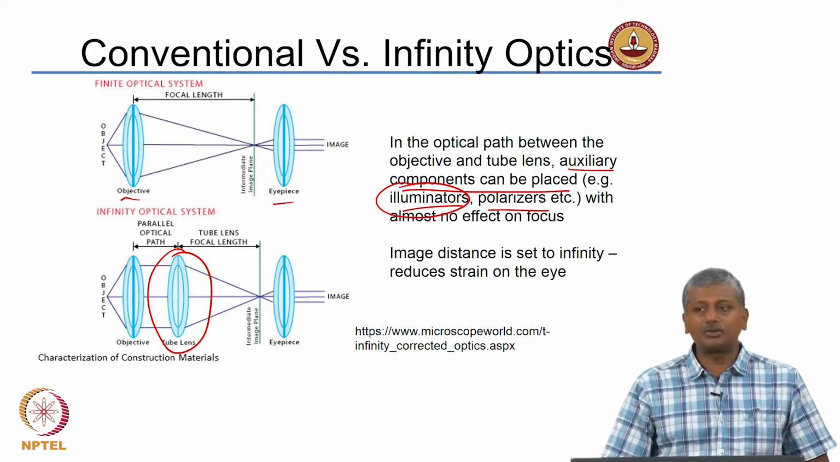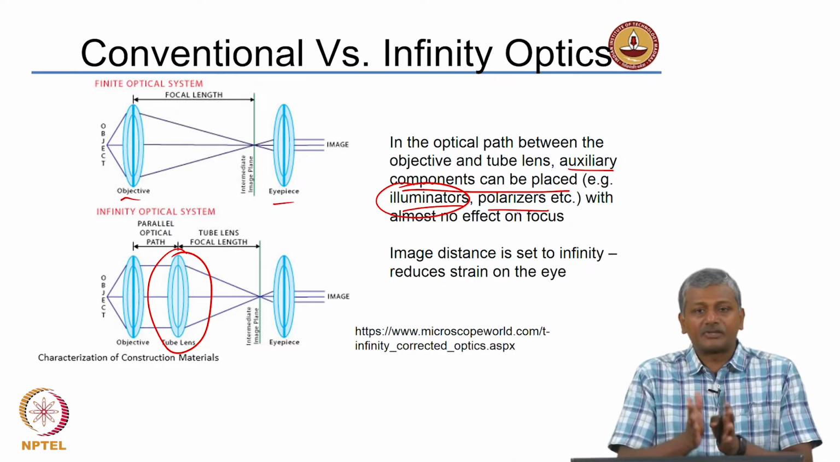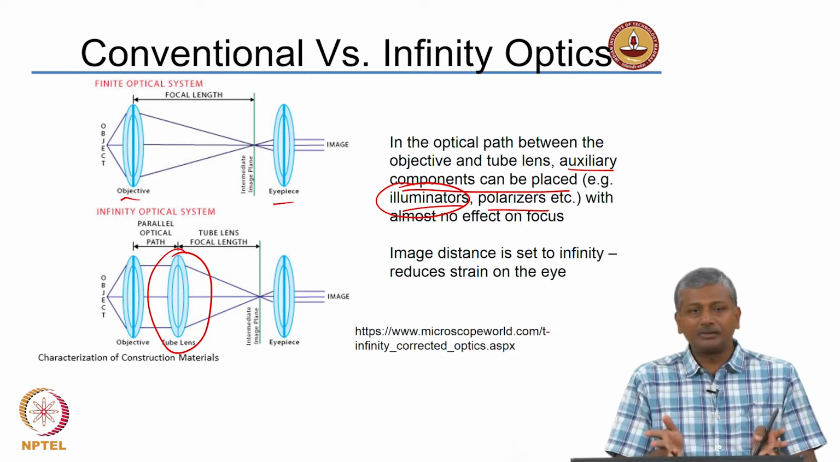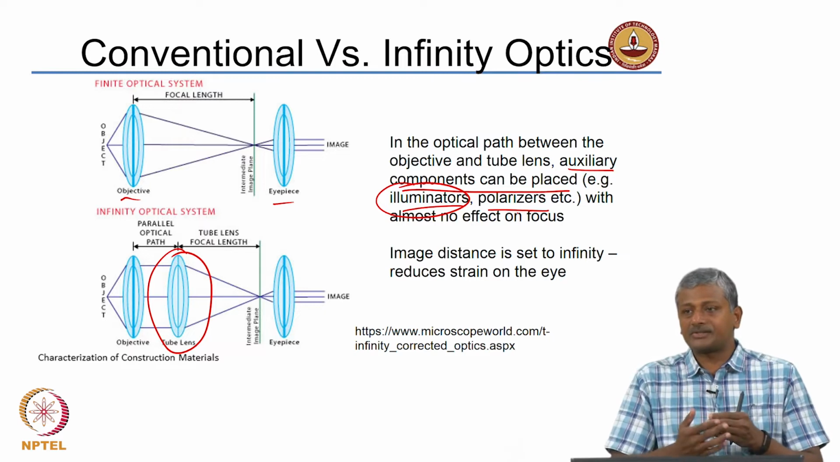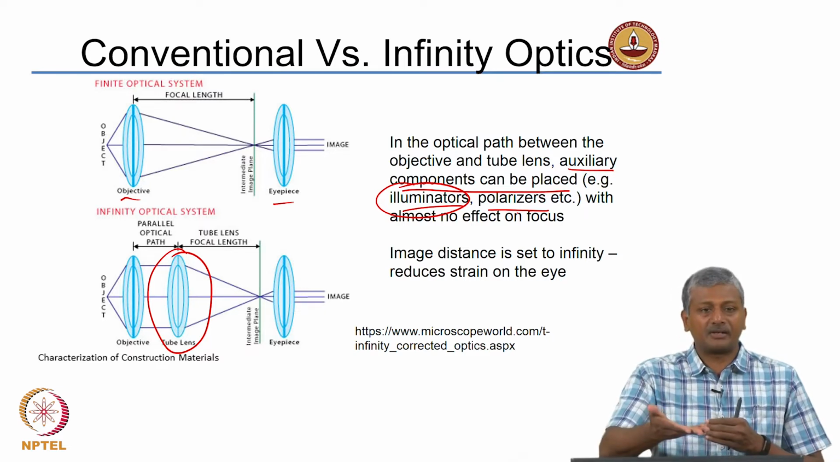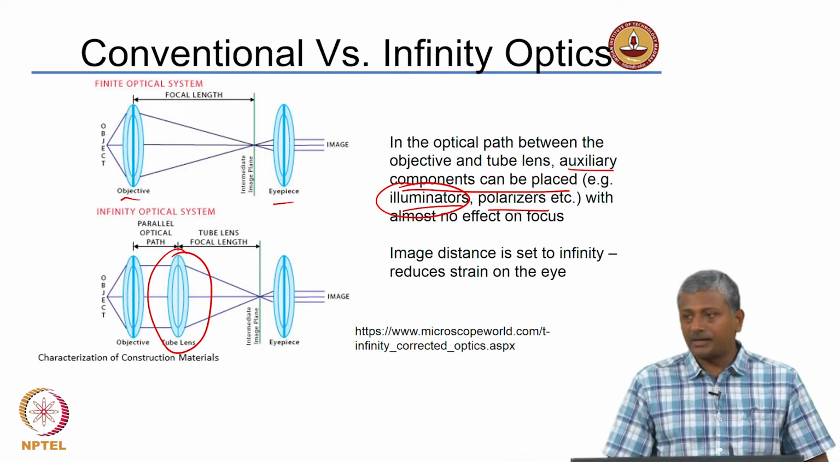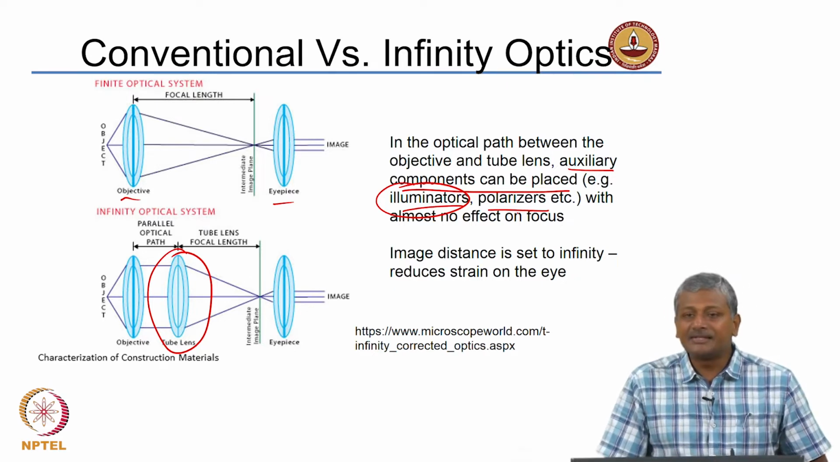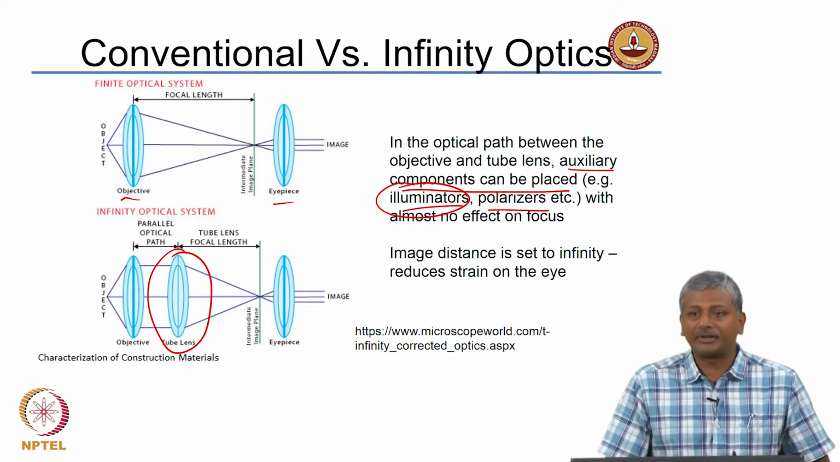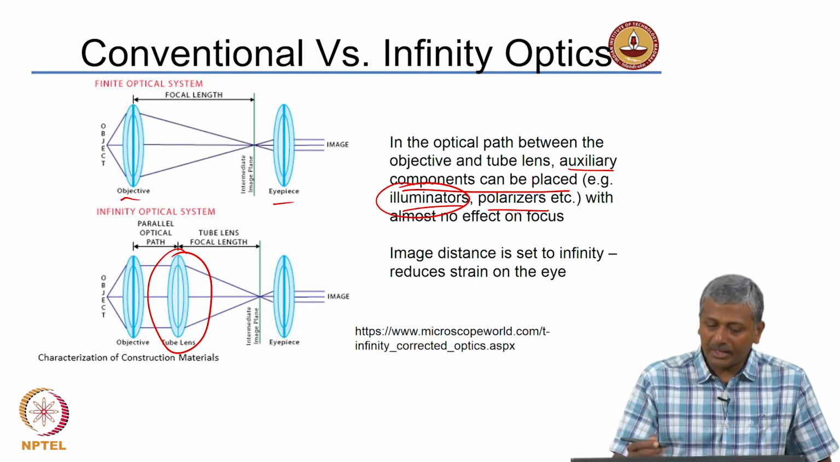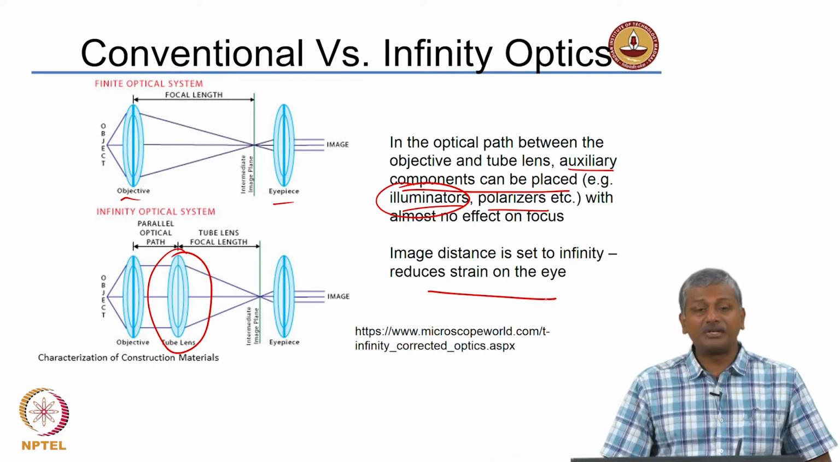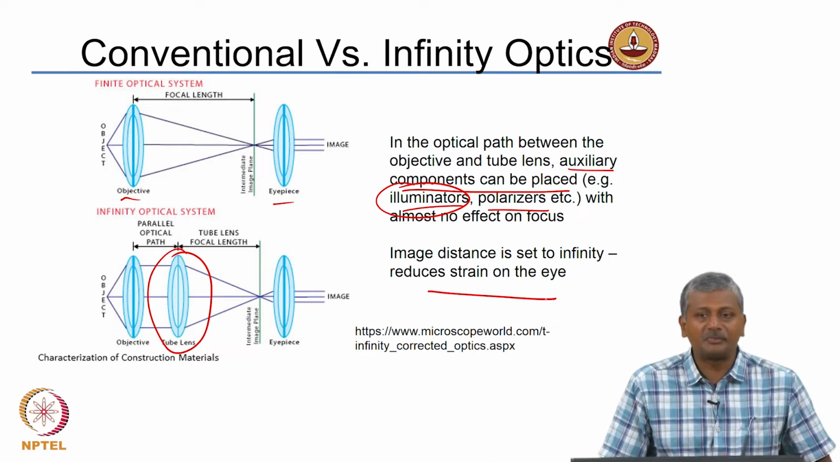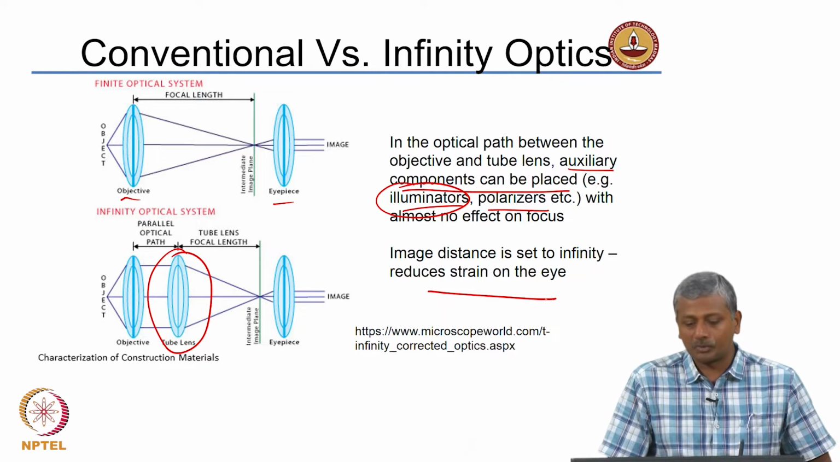Now, polarization of light is a property: since light is vibrating in all directions, a polarizer tends to cut off the vibration in several other directions and makes light vibrate only in a specific direction. Okay. And with this polarized light, you can do a lot, which we will see later in terms of microscopy of thin sectioned images of rocks and other components. Okay. So, again, image distance is set to infinity, which reduces the strain on the eye, and that is a big advantage of modern microscopy systems.